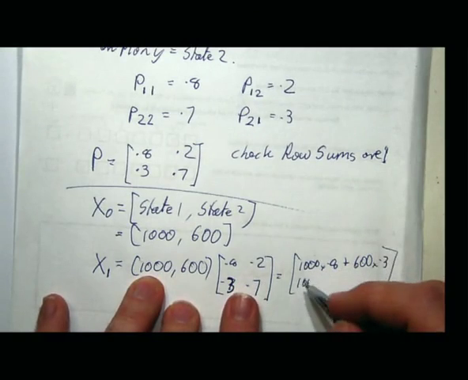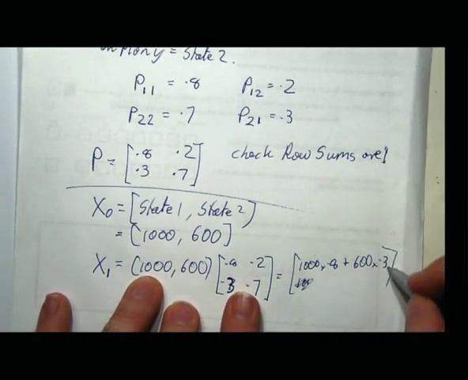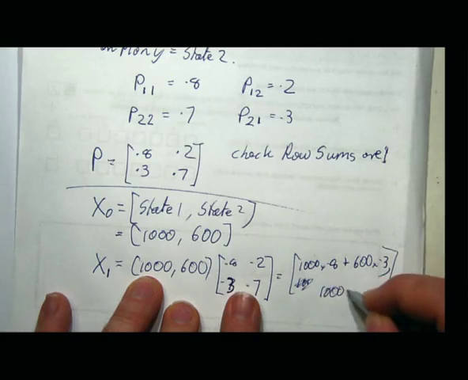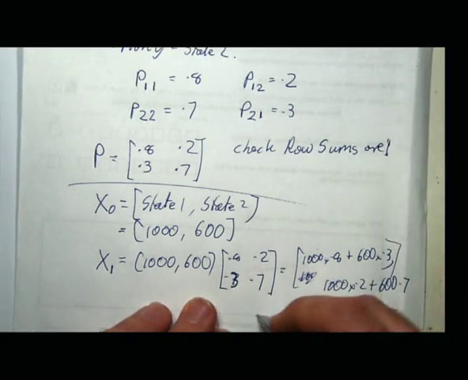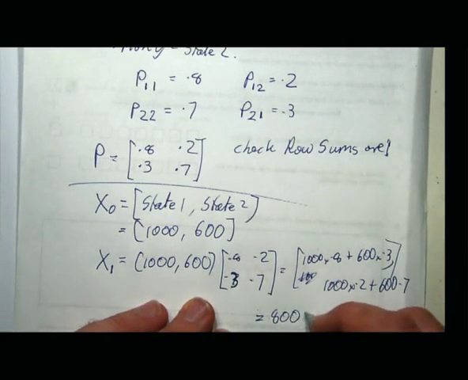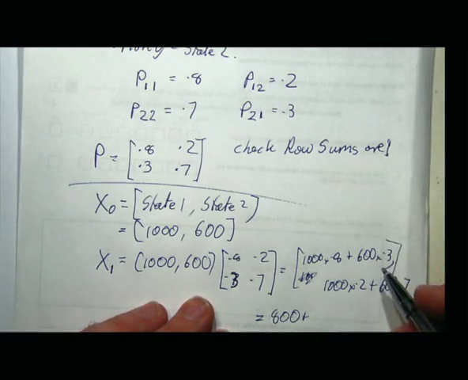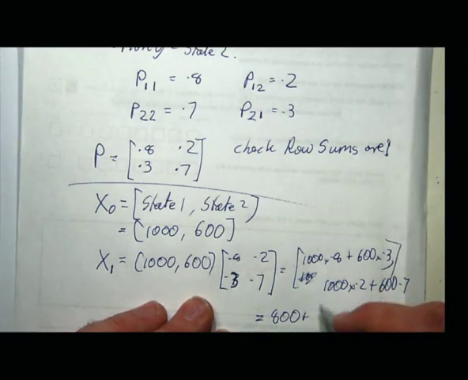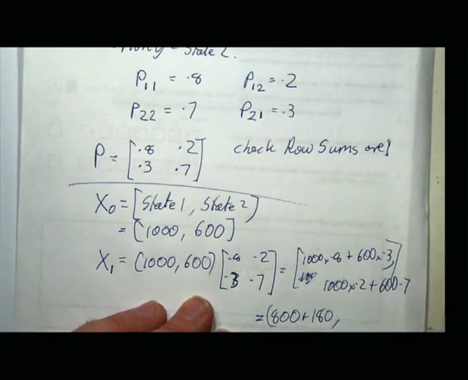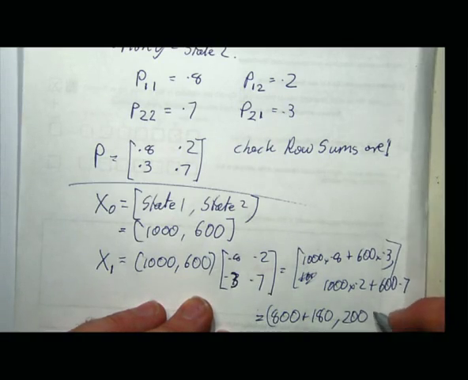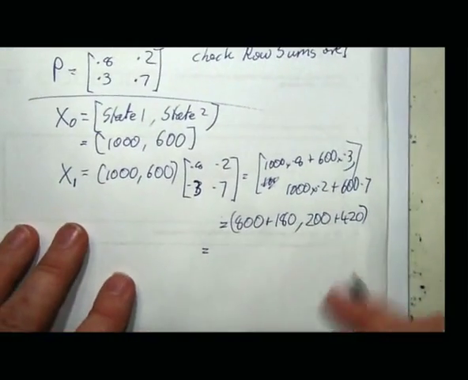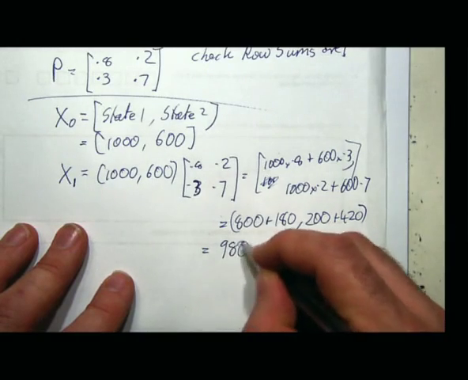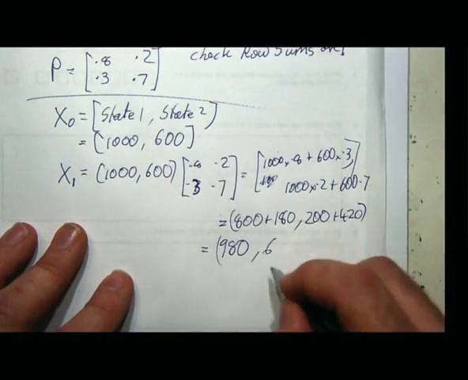And then 1,000 times 0.2 plus 600 times 0.7. So that's 800 plus 0.3 times 600, which is 180. That's one element. And the other one, 200 plus 420. And so this is going to be equal to 980, and this one here is going to be 620.